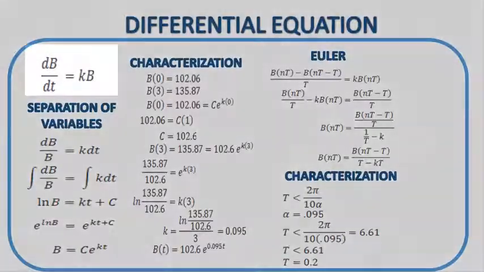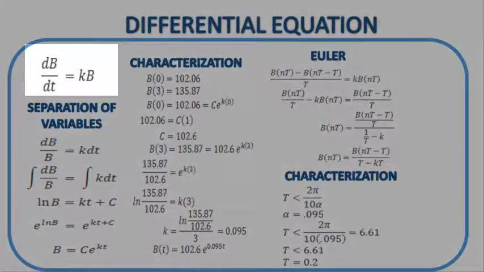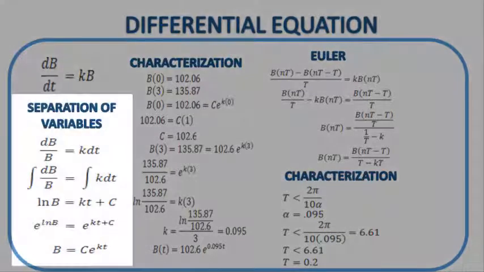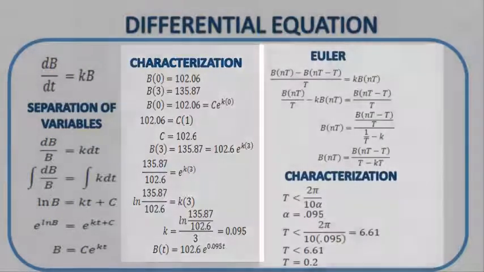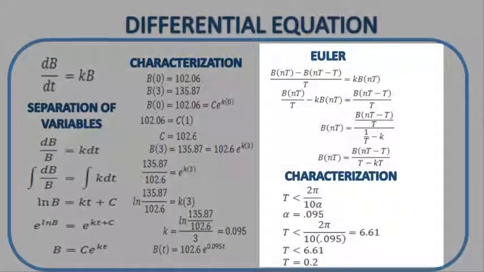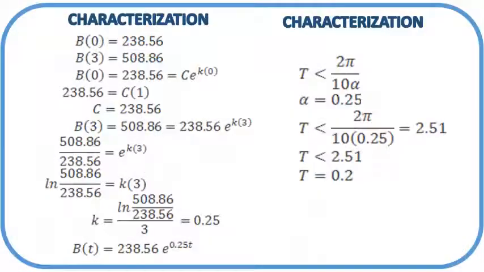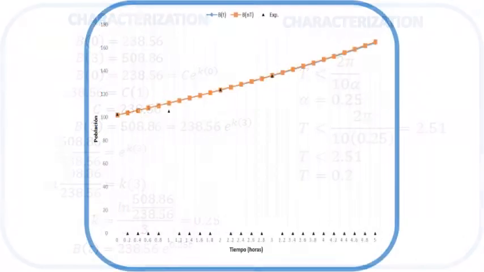Here you can see the differential equation. We solve it by separation of variables. You can see the procedure below. Also the characterization with the initial conditions given by the experimental part, and also the Euler transformation and its characterization of two examples and both graphics.